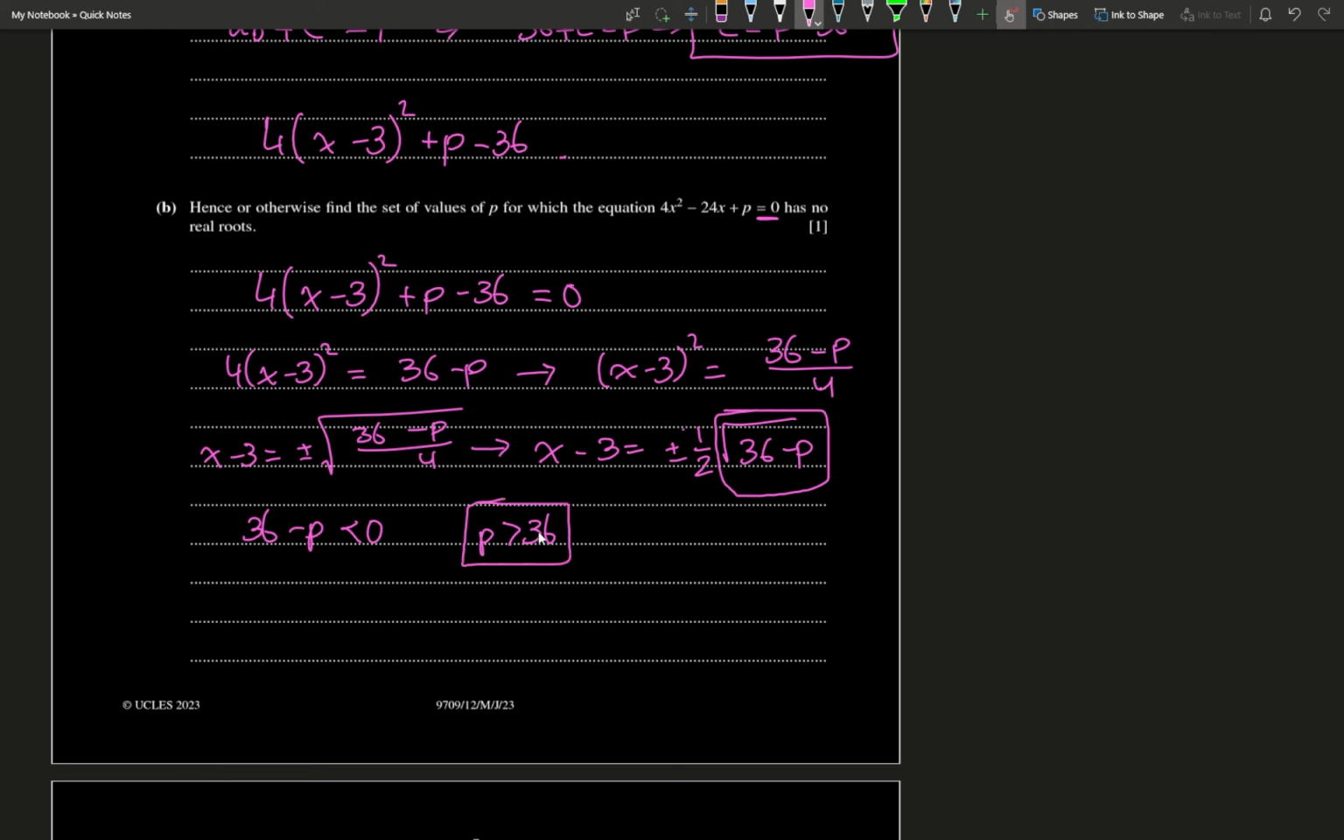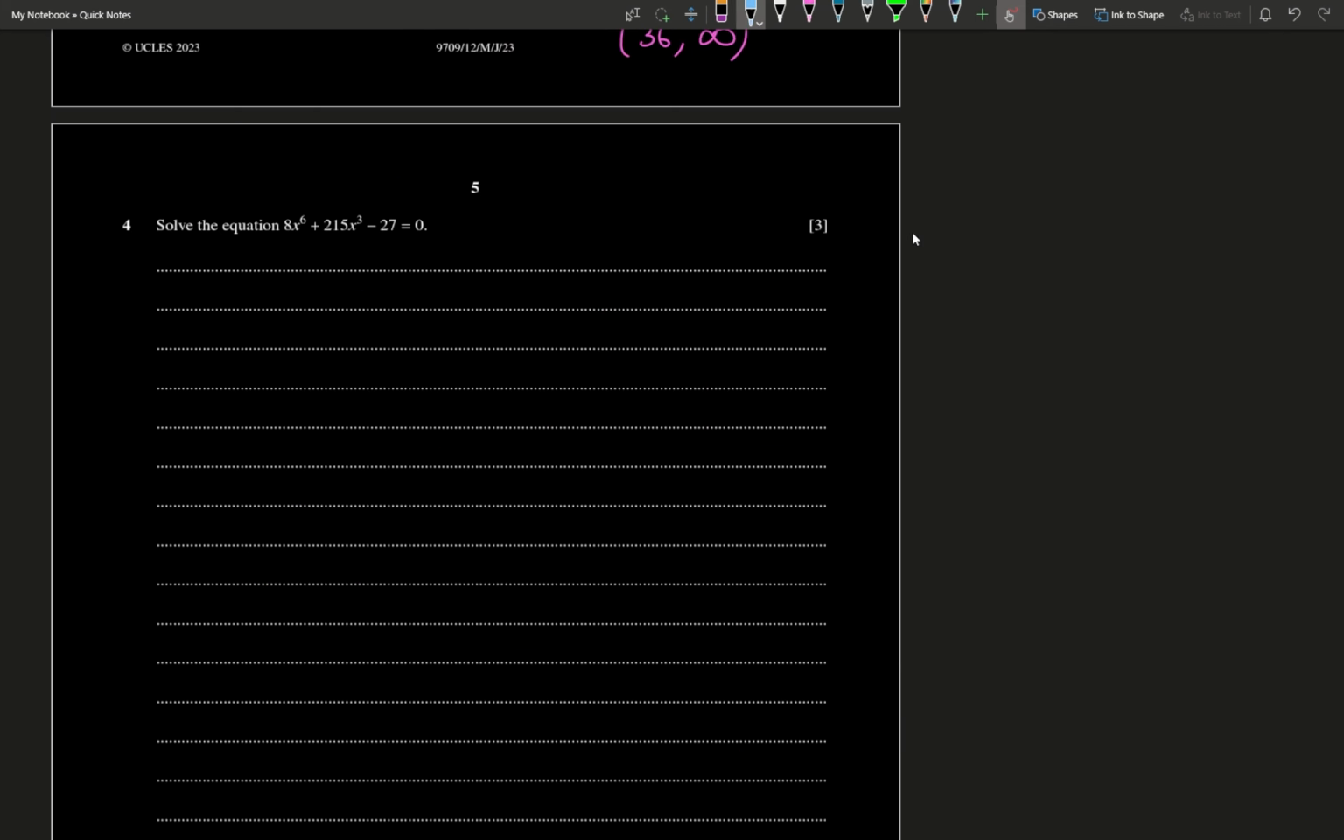This is your answer. برضه ممكن تكتبها as p greater than 36 till infinity, أو ممكن تكتبها in set notation 36 to infinity. Doesn't really matter. They're all the same. Question number 4.